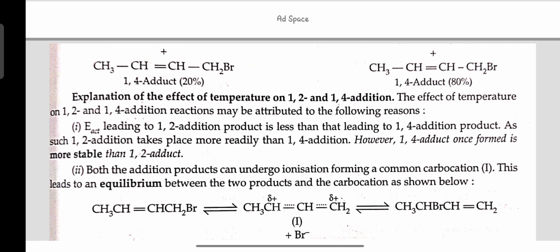The effect of temperature on 1,2 and 1,4 addition reactions may be attributed to the following reasons. First, the activation energy leading to the 1,2 addition product is less than that leading to the 1,4 addition product. As such, 1,2 addition takes place more readily than 1,4 addition. However, the 1,4 adduct, once formed, is more stable than the 1,2 adduct.